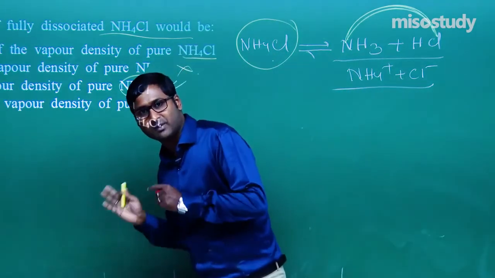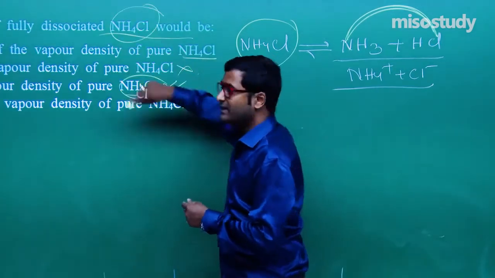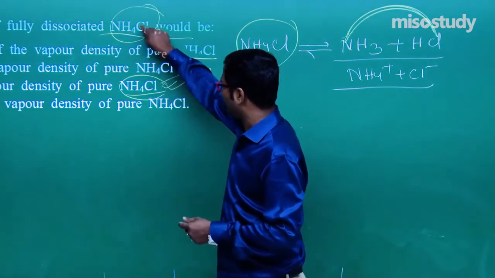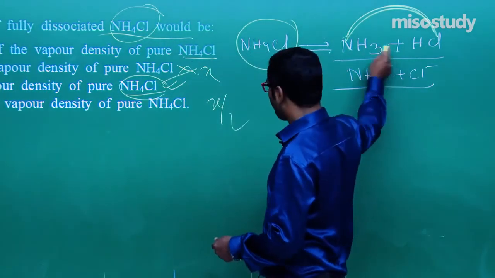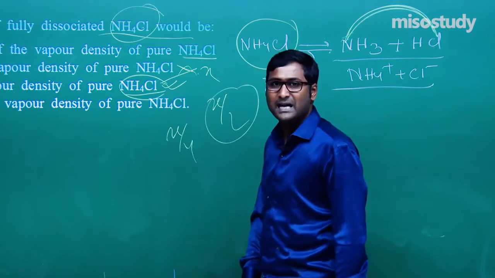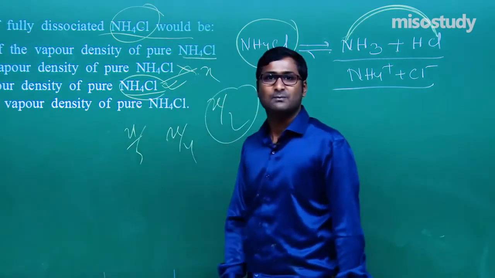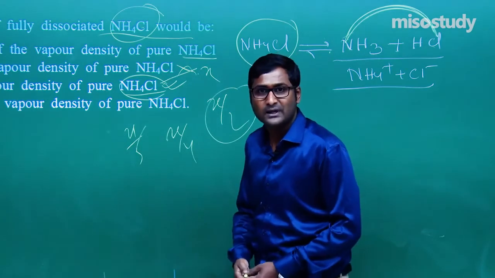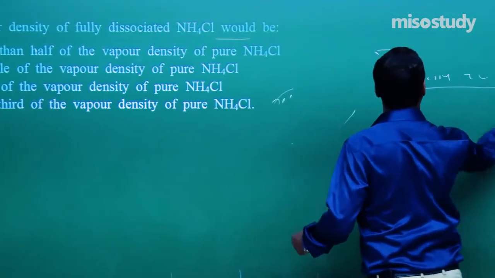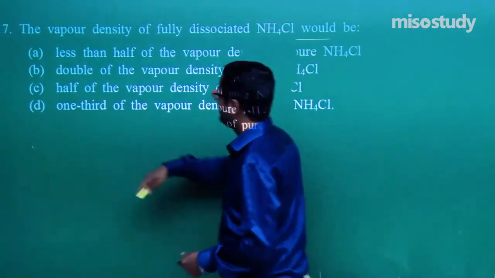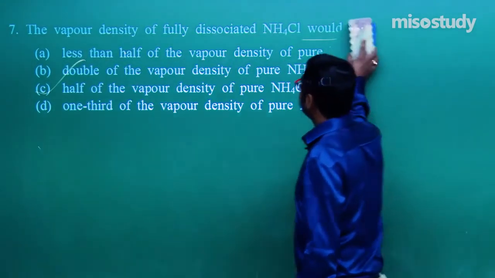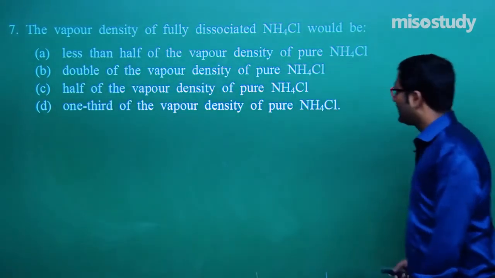This is the theory based question. Remember this, dissociation 1 complete, now dissociate into 2 parts. So if it has density x, now what will be the density? That is x by 2. 2 part dissociation. If 3 part, what will happen? That is x by 3. If 4 part, that means what will happen? x by 4. If 5 part, what will happen? That is x by 5, and so on. Clear to you, friend? So for this, C is the correct option. Half of the vapor density of pure NH4Cl.